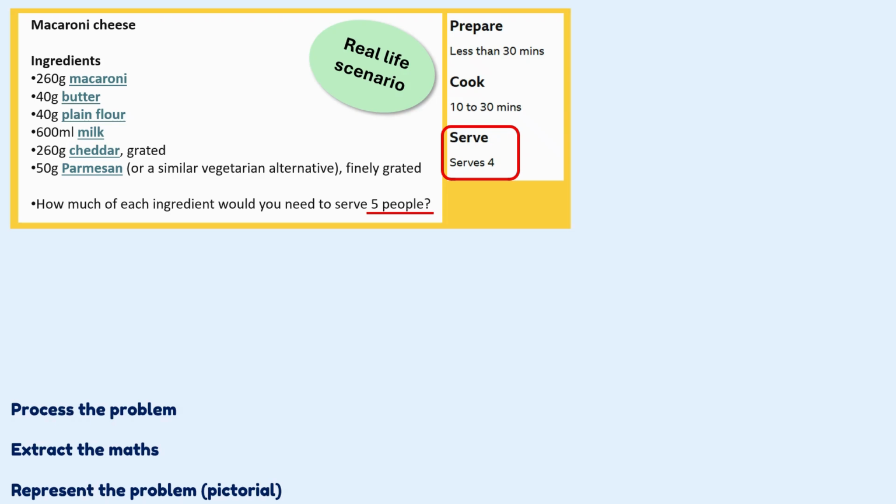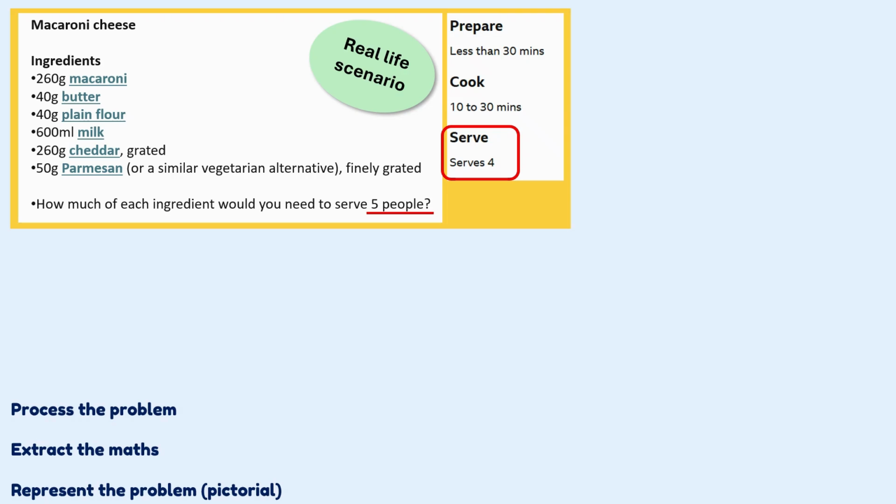So a good place to start when needing to scale up or down is to imagine or think about how much each person gets from the original recipe. Once you know that, you can work out the new amount needed for any number of people. So you could visualize handing each person their own little stack of macaroni, butter, flour, etc. But the idea is I'm sharing those ingredients out between 4 people. So this tells me I'm going to divide.